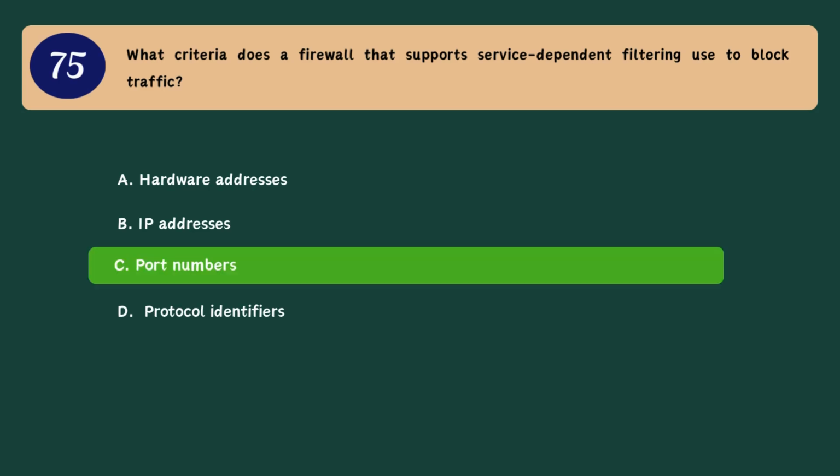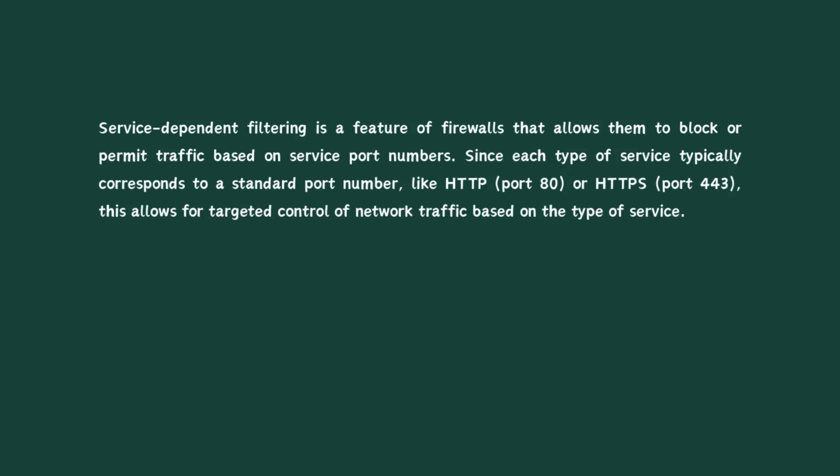Correct answer. C. Port numbers. Service-dependent filtering is a feature of firewalls that allows them to block or permit traffic based on service port numbers, since each type of service typically corresponds to a standard port number, like HTTP, port 80, or HTTPS, port 443. This allows for targeted control of network traffic based on the type of service.